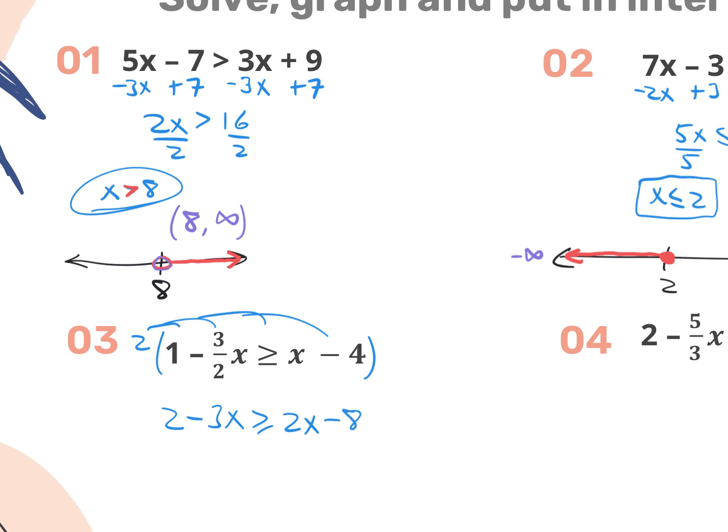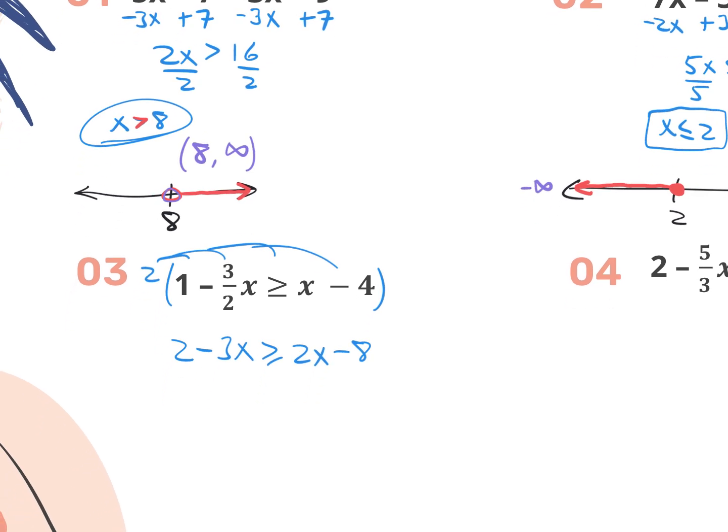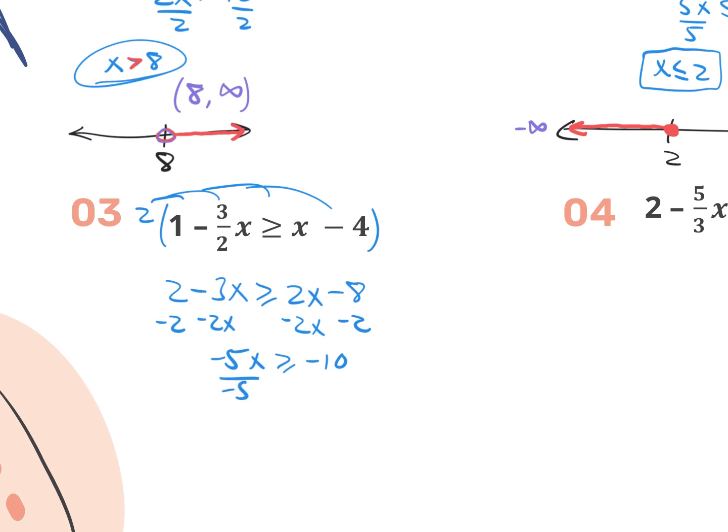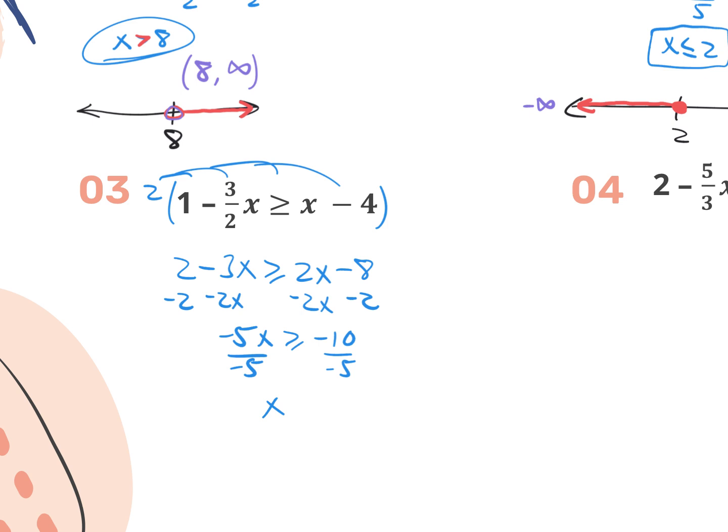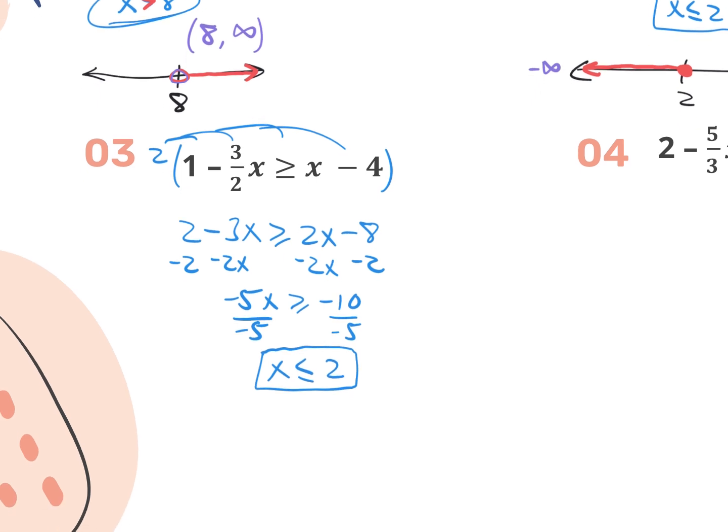And now we can start solving normally. So let's get the 2x to the other side. And let's get the 2 to the other side. And then we end up with negative 5x is greater than or equal to negative 10. And now we're dividing by negative 5. Remember what happens when we divide by a negative, though. Here, the inequality symbol is going to flip. Anytime you divide or multiply by a negative number, the inequality changes direction. Do not forget that step. It's really important. You'll get completely different answers. And this is your answer as an inequality statement.